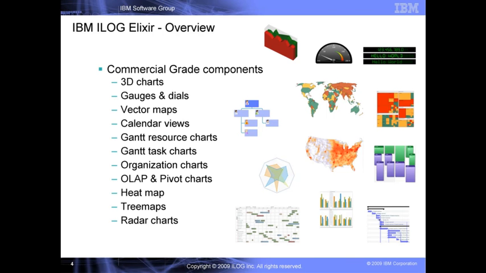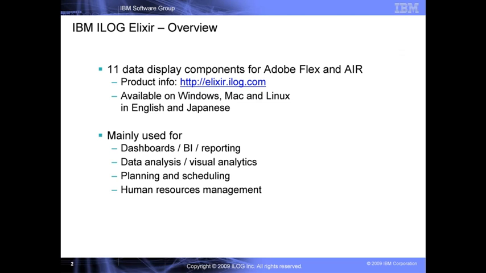Elixir is a set of 11 data display components for the Adobe Flex and AIR platforms, meant to be used by developers to create custom applications. We deliver installers for the Windows, Mac, and Linux operating systems. Elixir is available both in English and Japanese and can be localized to any other language.